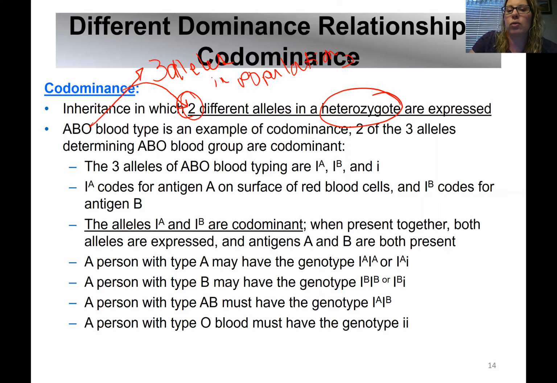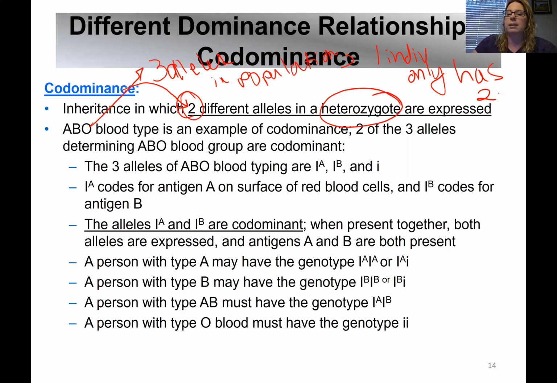But an individual only has 2 of those alleles. Okay, so there's 3 out in the population of humans, but one individual only has 2 alleles. Okay, so remember on the blood typing, this is kind of a review for the final.